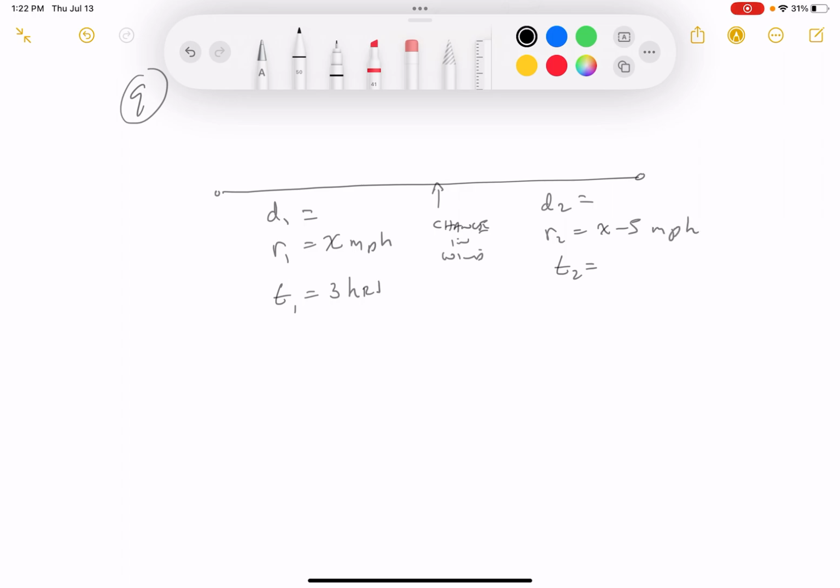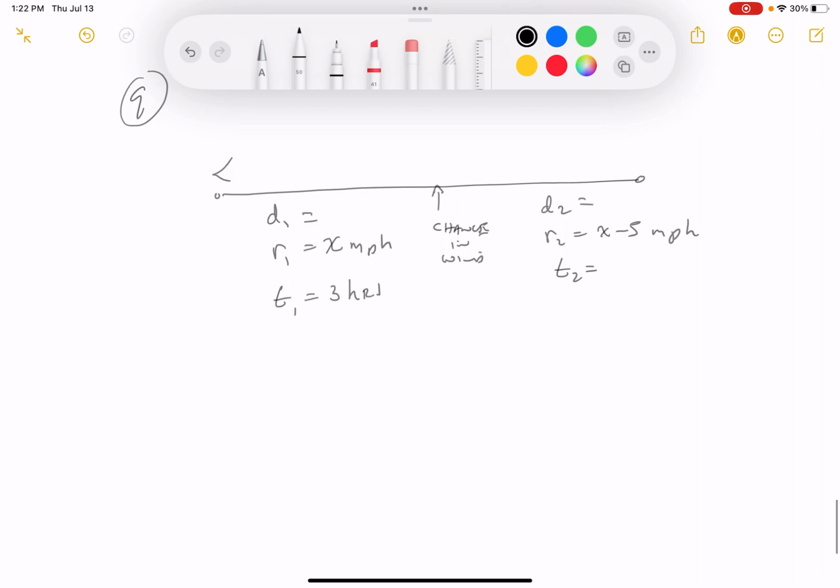Again, keep reading. And you might have to keep reading from the beginning. So after a sailboat has been on the water for 3 hours, a change in the wind direction reduced the boat's speed by 5 miles per hour. The entire distance sailed was 57 miles. So I'm going to say this entire distance over here is 57 miles. All right? Now, the total time spent sailing was 6 hours. Well, if it's 6 hours, that means the first part was 3 hours and the second part is 3 hours.